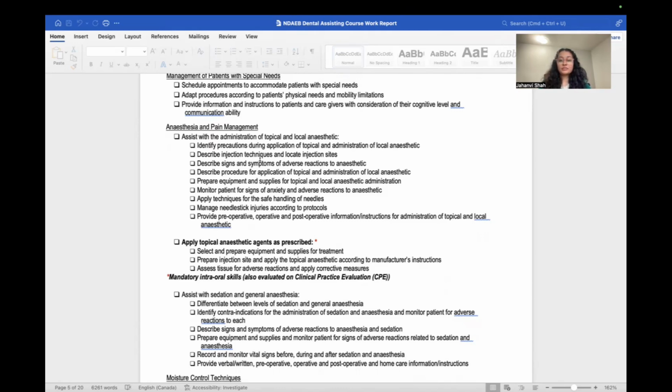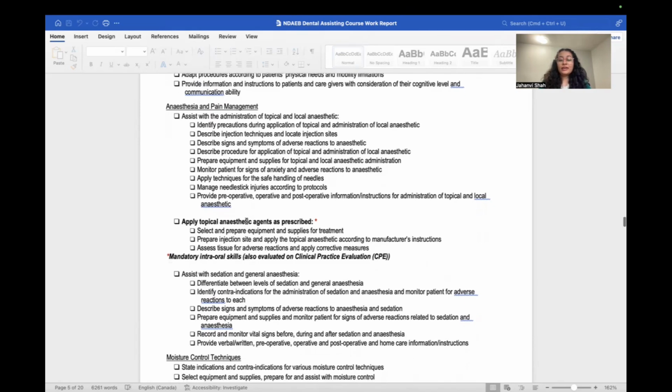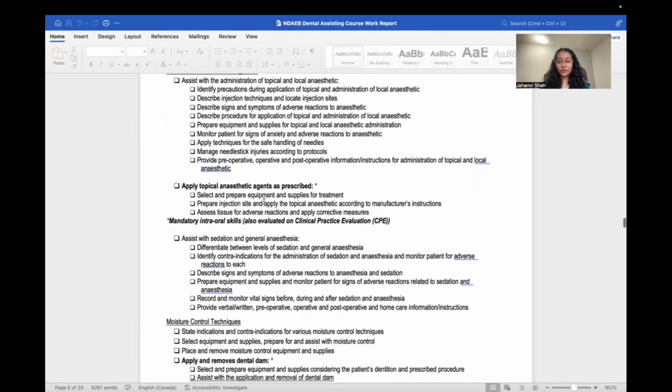Describing signs and symptoms of adverse reactions to anesthetic. Preparing equipment, supplies for topical and local anesthetic administration. Very important thing here: managing needle stick injuries when we are trying to work in a clinic. This is some of the most important things that you should know.